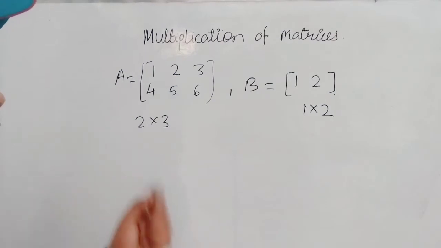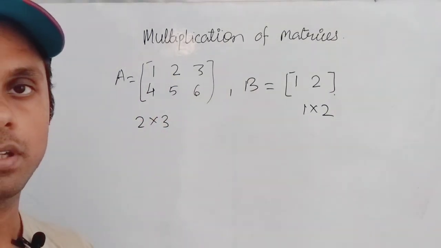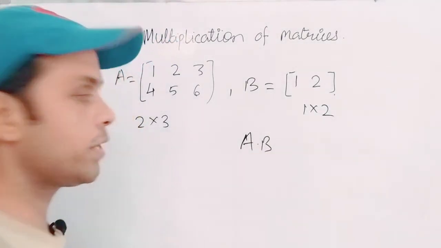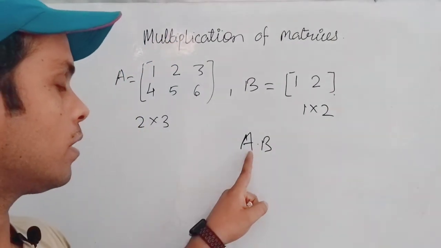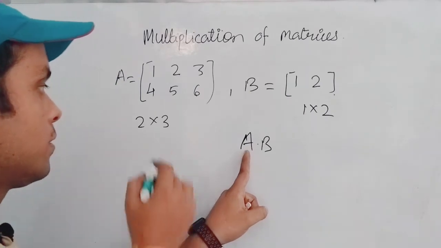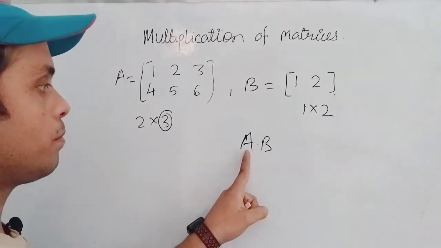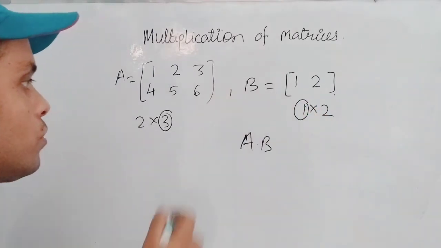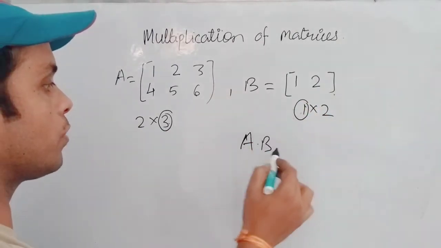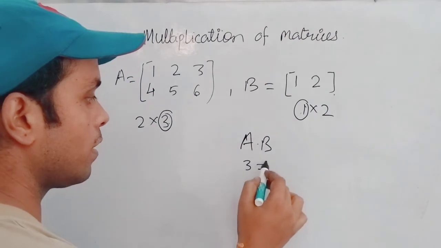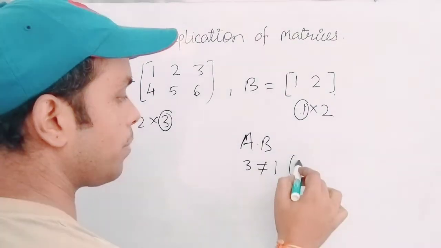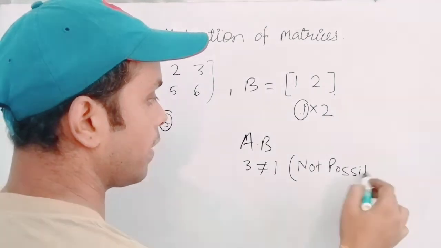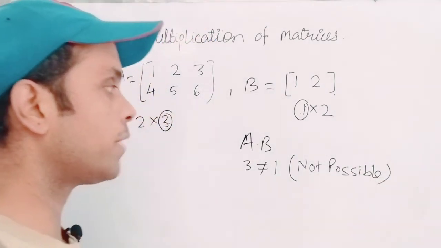Look, let's check whether A into B is defined. When A into B is defined, the number of columns in matrix A must be equal to the number of rows of matrix B. We can see here that 3 is not equal to 1. So multiplication is not possible, because the condition is not satisfied here.